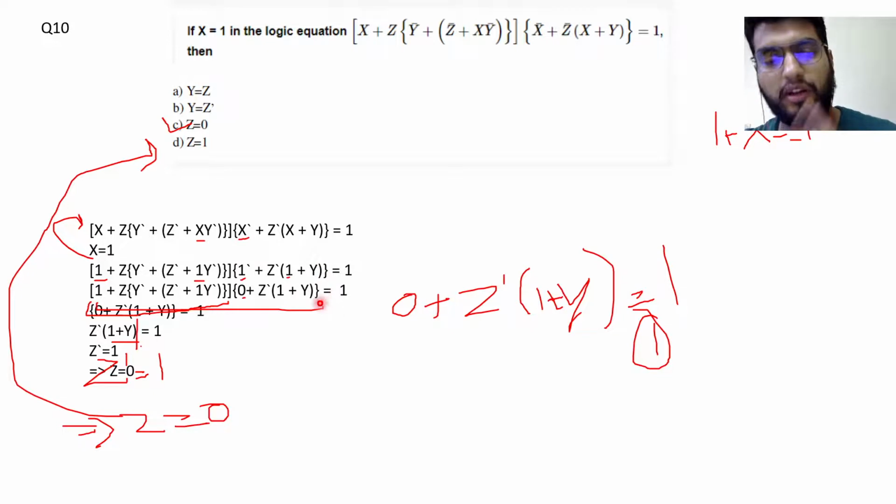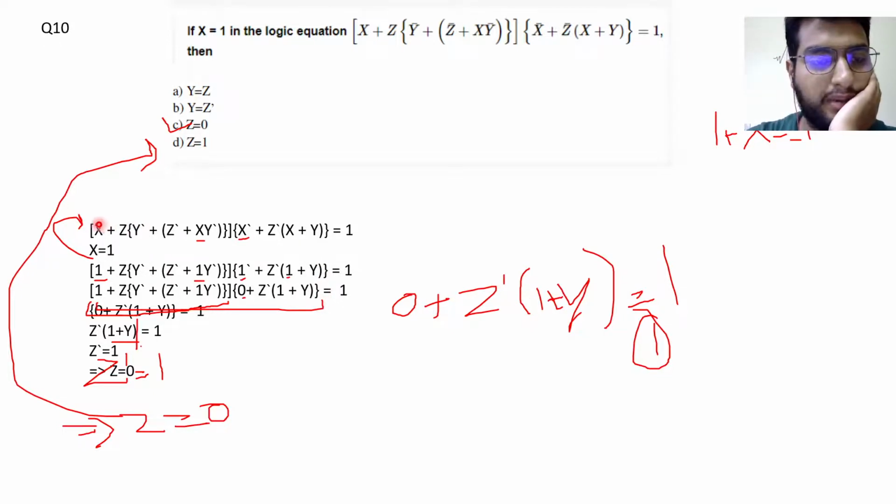I hope you got my point. I will repeat it again. I have written this expression here and plugged in the value x equal to 1. Then I have written the expression like this. Here, 1 plus x will always be equal to 1.